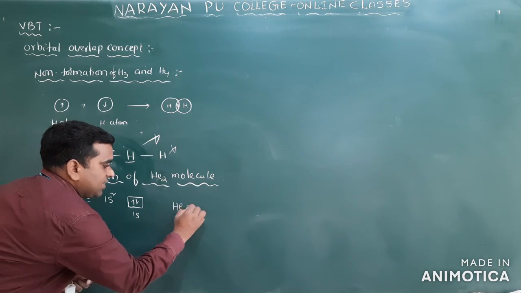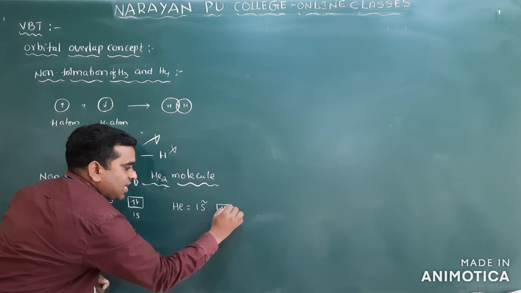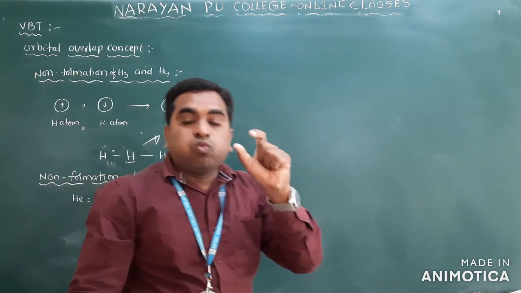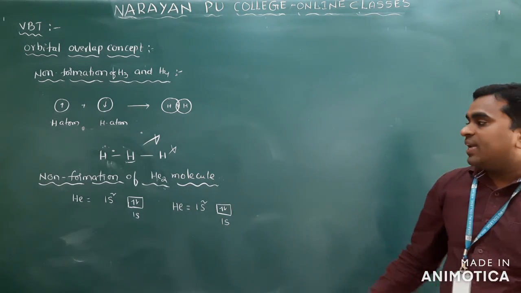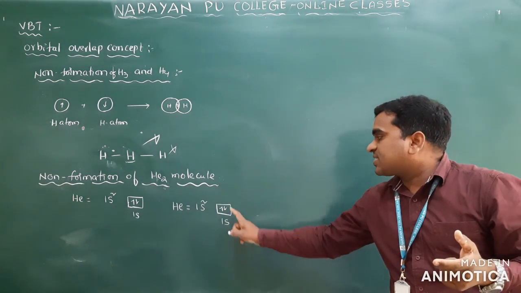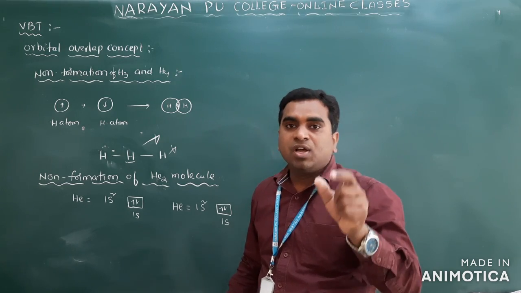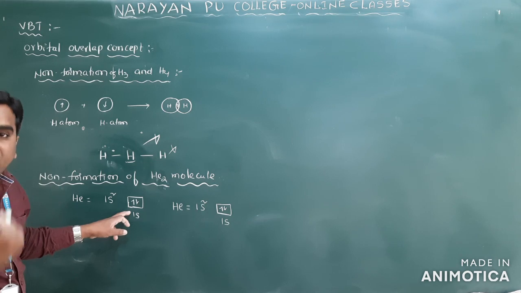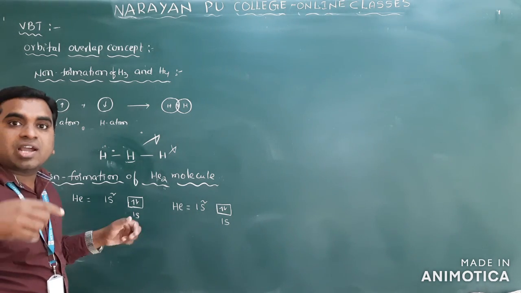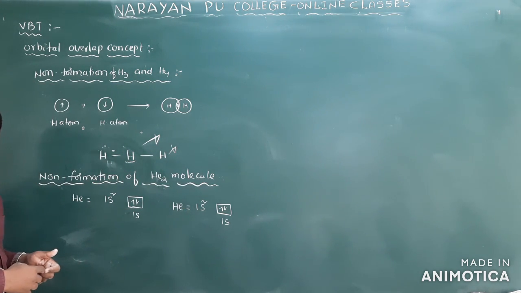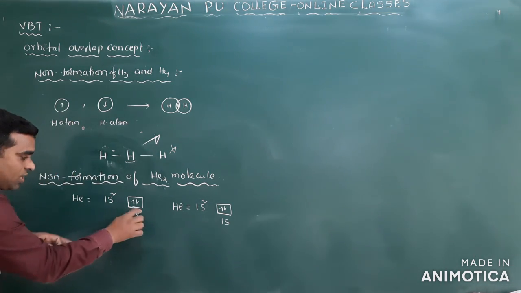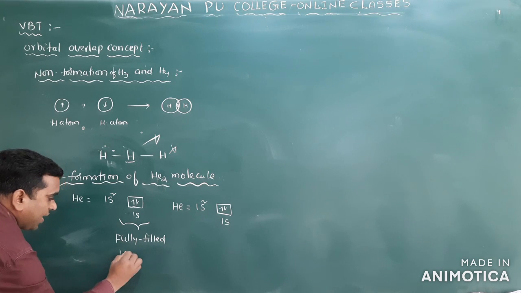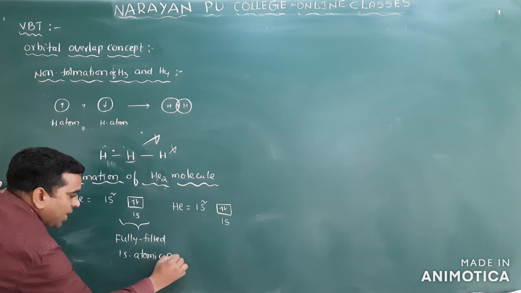Clear? Now take another helium, which is also 1s2. How many electrons are there in the 1s orbital? 2 electrons. This helium also has a fully filled atomic orbital, so it cannot overlap with the 1s orbital of the other helium. Why can it not overlap? Because only a half-filled atomic orbital can overlap with another half-filled atomic orbital. Clear? So here these are fully filled 1s atomic orbitals.